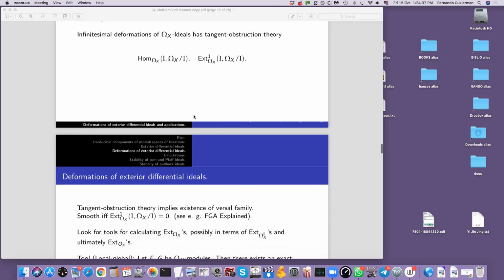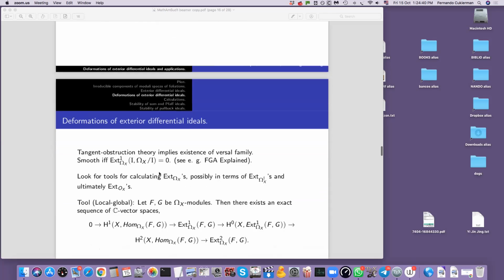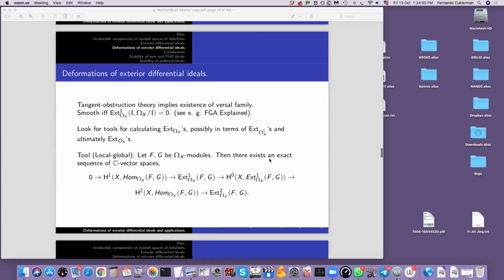Then we can say that if the obstruction space is 0, then the moduli space is smooth at this point. So this leads us to the problem of calculating this hom and this ext.